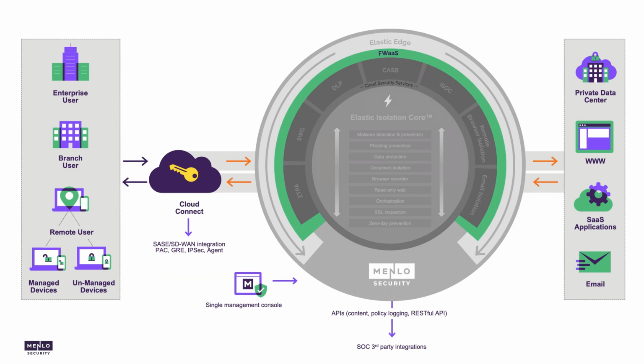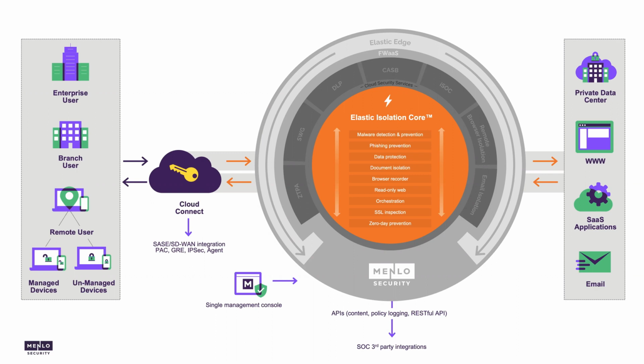At the core of our solution is the Elastic Isolation Core. This is the key that integrates all of our cloud security services and maximizes security above and beyond what detect and remediate solutions can achieve. By implementing isolation in this way, rather than just as a feature, all components, from web security to CASB, can take advantage of the zero trust properties that it enables.